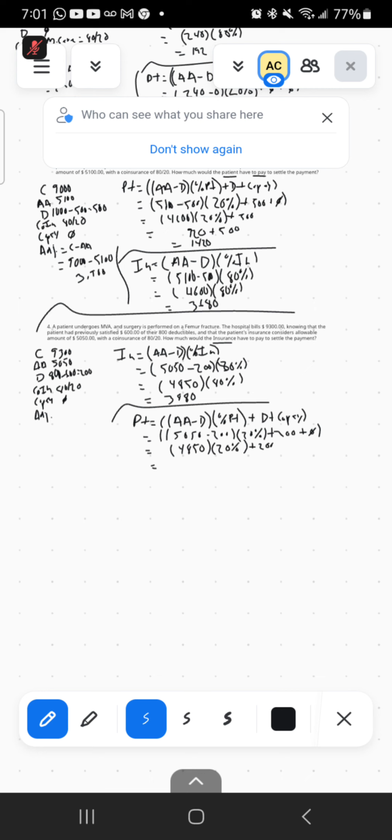4,850 times 20% is 970, plus 200 is 1,170. So 1,170 is the whole thing. And then we're going to do charges minus allowed amount.